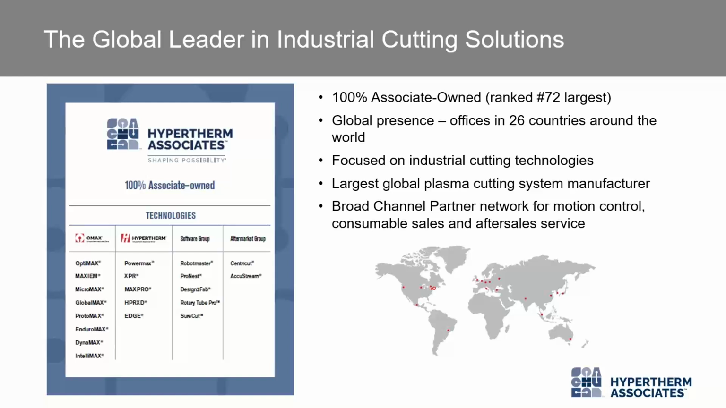Hypertherm has actually got kind of a neat story. It's the quintessential business success story. Literally started in a garage over 50 years ago, and now has grown to be the global leader in industrial plasma cutting systems, and now one of the largest global industrial cutting solution companies in the world. You can see there to the left a little bit about our brand lineup. We have solutions in plasma, water jet, software and control systems, and also laser consumables.